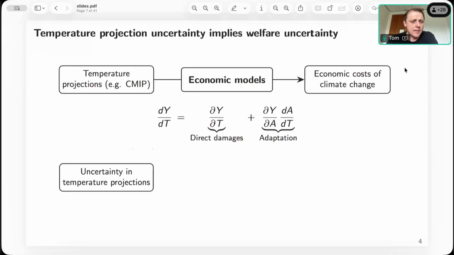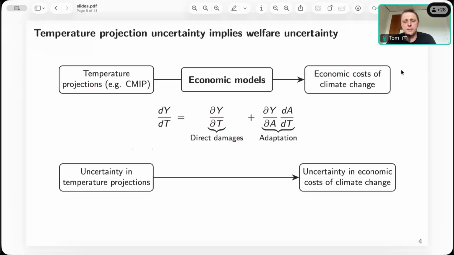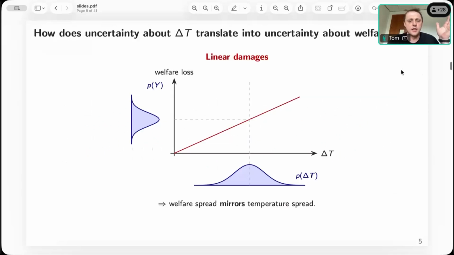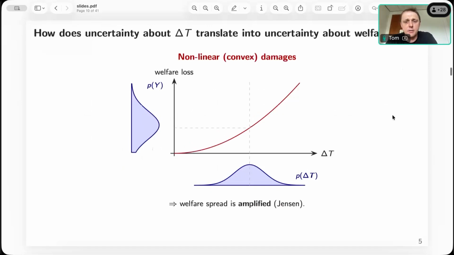So in this paper, what we want to really think about is how does uncertainty in temperature projections translate into uncertainty in the economic costs of climate change? And just to think about this in a very simple geometric way to start with, on the x-axis here, think about the change in temperature, and there's some uncertainty in there. And on the y-axis, we have the corresponding change in economic welfare. And imagine for a second that the economic model was entirely linear. In that case, a unit change in uncertainty would translate directly into a unit change in uncertainty about welfare loss. But from decades of economic research, we know that damages from changes in temperature are likely extremely nonlinear.